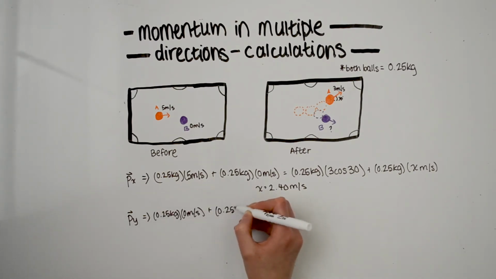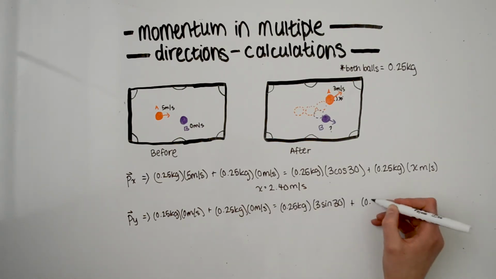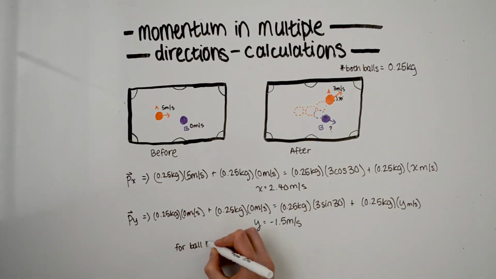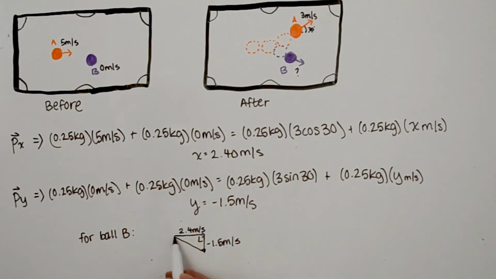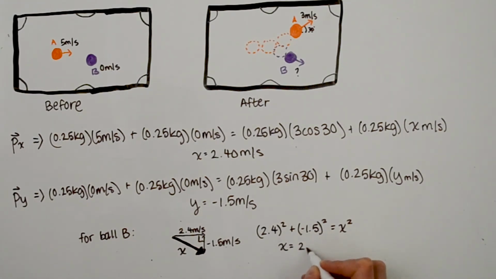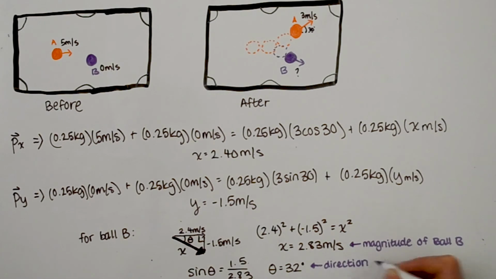Do the same thing for the y direction. Because both balls have a momentum in the y direction of 0, the left side of the equation is going to equal 0. On the right side, we're going to do the mass times 3 sine of 30, the y component of the velocity, plus the mass times the unknown y component of ball B. So we find the y component of the final velocity for ball B to be negative 1.5 meters per second. Using trigonometric properties, we're going to find that the final velocity for ball B is 2.83 meters per second. And again, using trigonometric properties, we're going to find that the direction of this motion is 32 degrees. So ball B is moving at 2.83 meters per second at 32 degrees down from the horizontal.